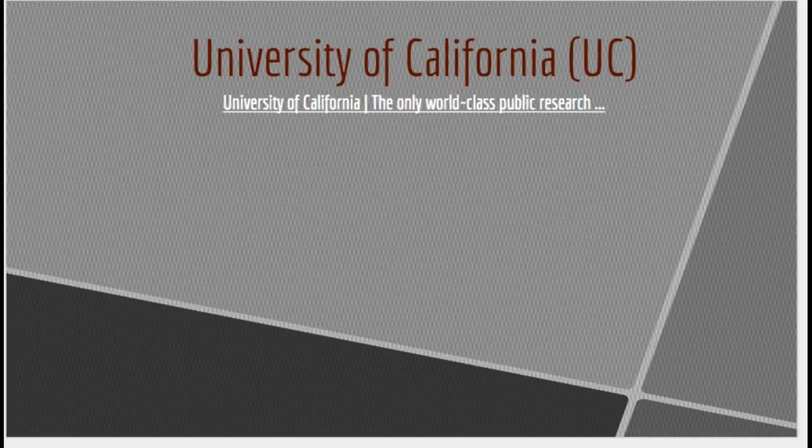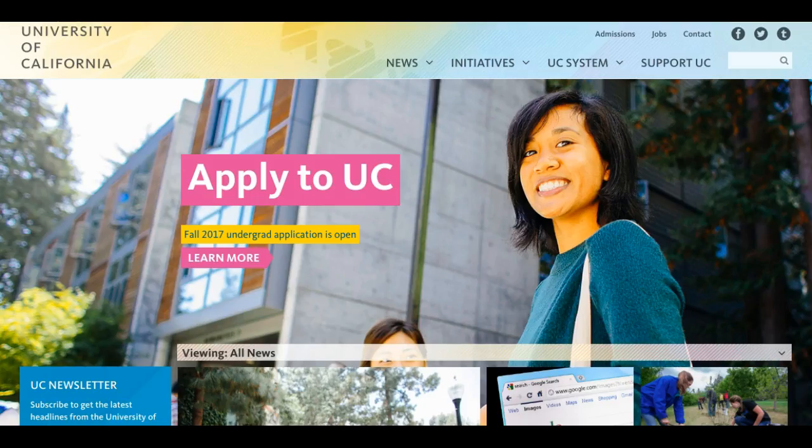We're going to go ahead and get started by clicking right here on University of California. This brings us to the University of California website. It is universityofcalifornia.edu. This is where you can apply to UC. The fall 2017 undergraduate application is now open. It opened August 1st and it will close November 30th.